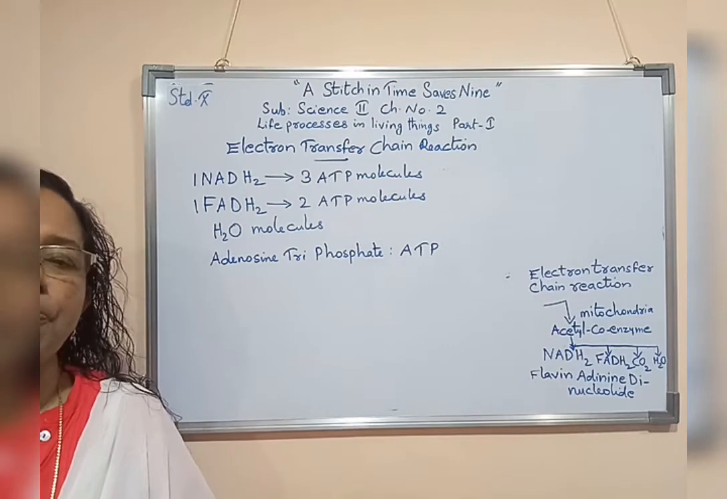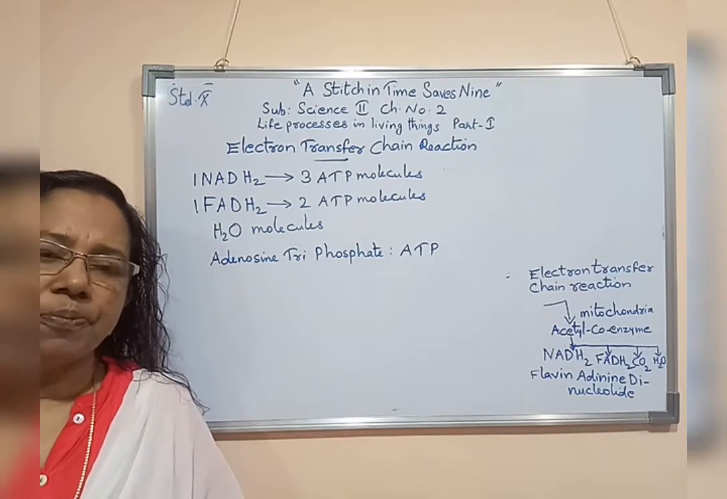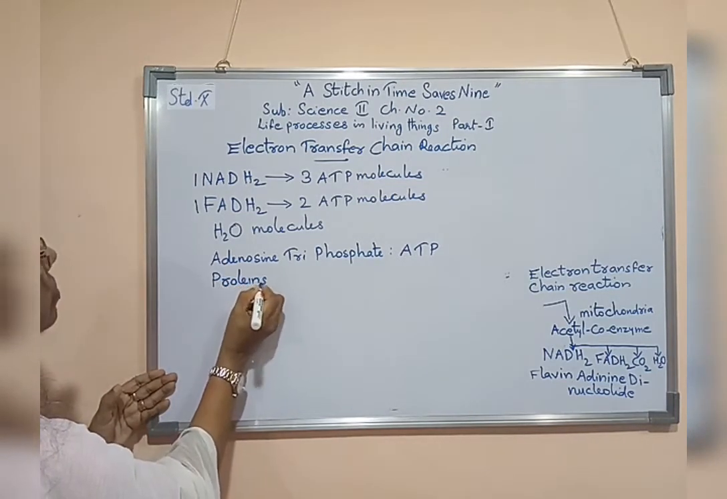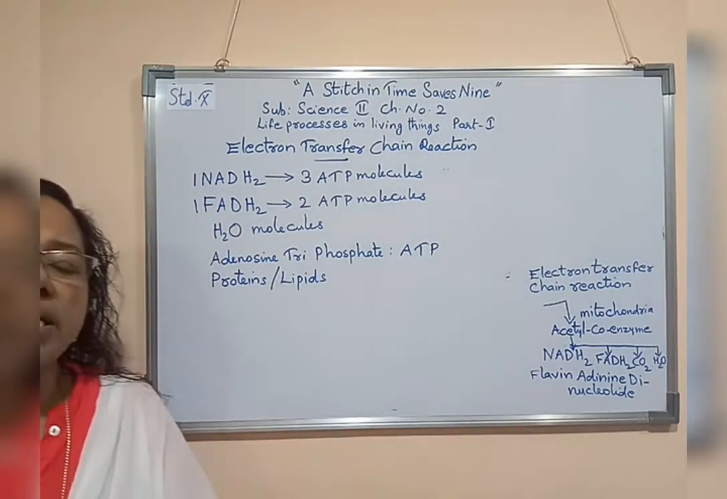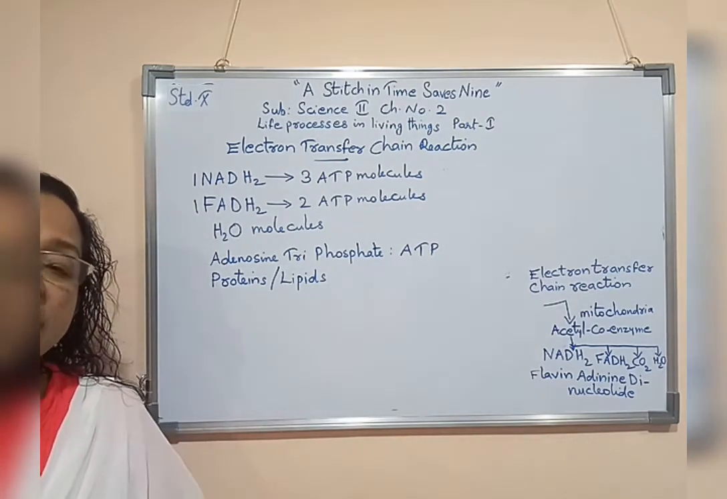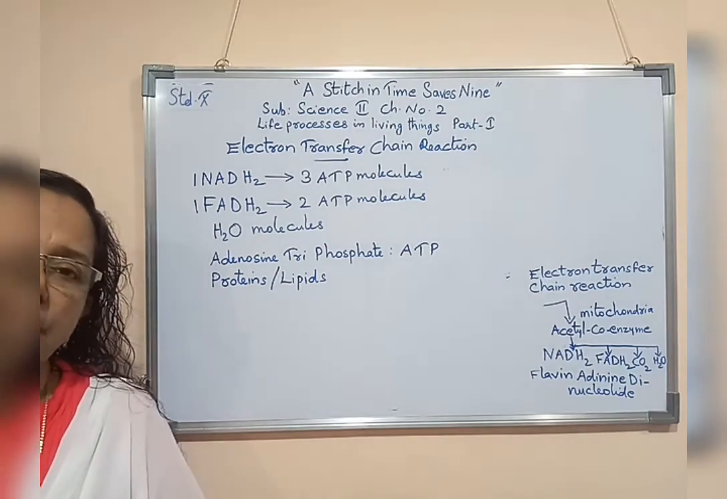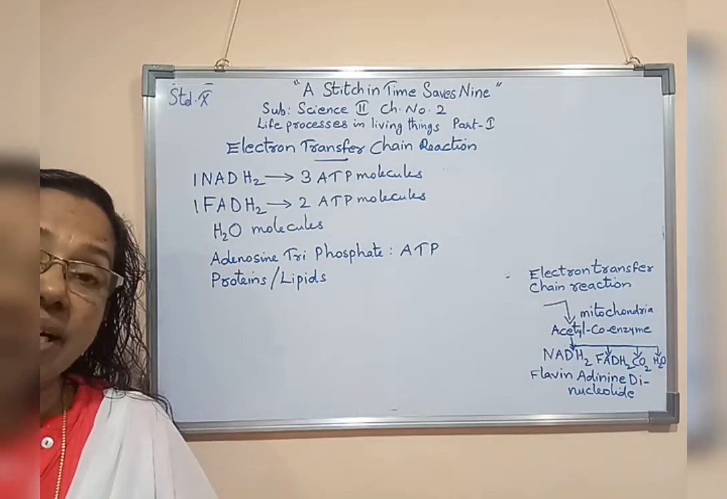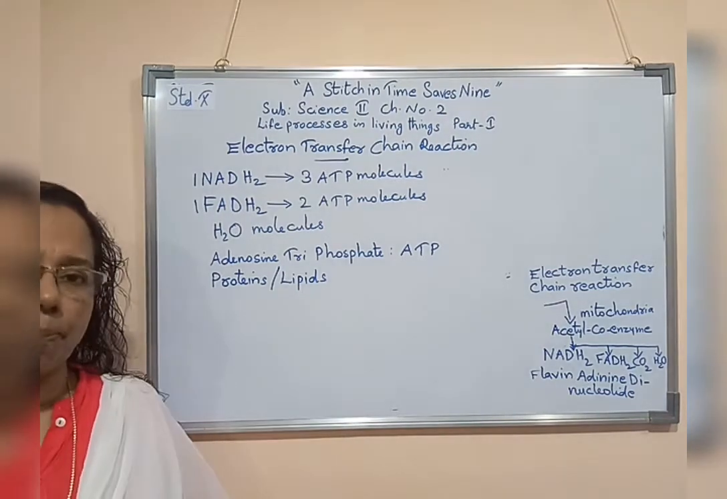Now suppose there is not sufficient carbohydrate in our body. At that time, energy is taken from proteins as well as lipids for various processes in our body. When we have insufficient quantities of carbohydrate, sometimes we may go hungry or sometimes we may be fasting. At that time, various processes take place in our body, and energy is taken from proteins as well as lipids.